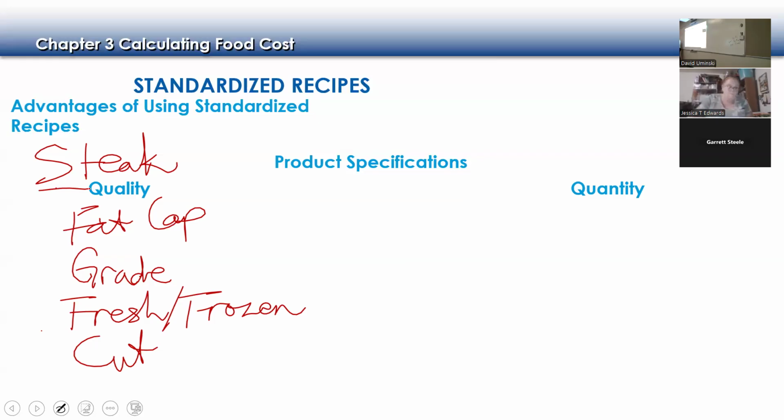Okay. Now, if I am making fajitas, am I going to buy USDA prime Wagyu beef? No, not for fajitas. That would be a waste of that product, okay? And so using that standardized recipe helps us know what quality we want to go after and what we're actually going to order, and then also the quantity, okay? Any questions about standardized recipes and quality versus quantity?